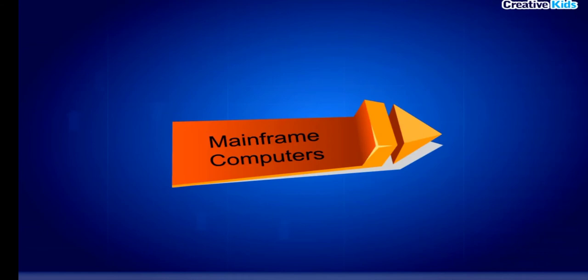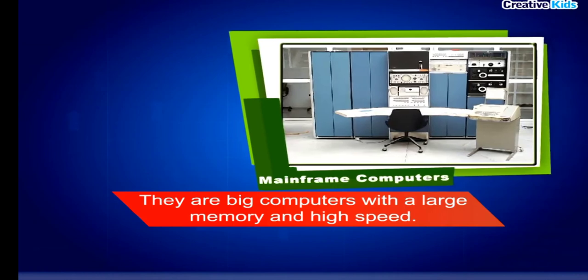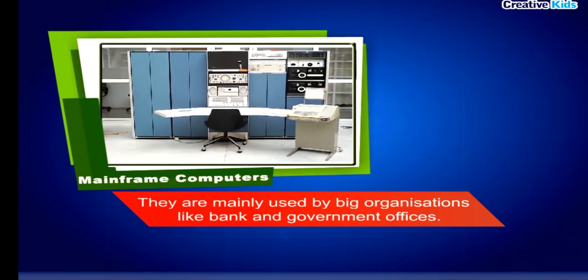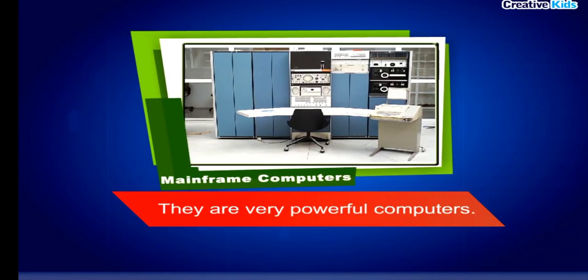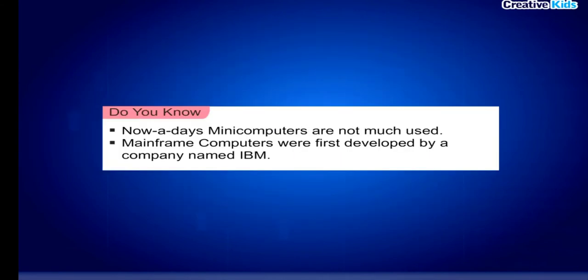Mainframe computers. They are big computers with a large memory and high speed. They are mainly used by big organizations like banks and government offices. They are very powerful computers. Examples are PDP-10, IBM 390, Z10. Do you know, nowadays many computers are not much used. Mainframe computers were first developed by a company named IBM.